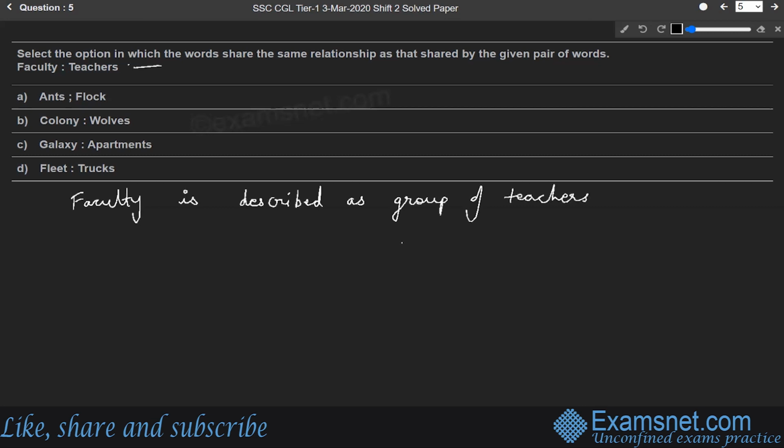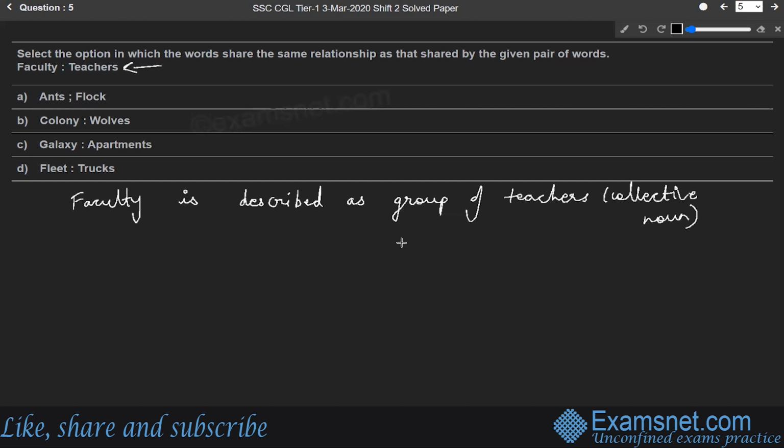That is why faculty and teachers are related terms and it is a collective noun. What is collective noun? In simple words, collective noun is some sort of group, like group of people, group of animals, or group of things. So, in short, collective noun means a group of something. So now let us go through each and every option one by one and find the pair of words which are related same as faculty and teachers.